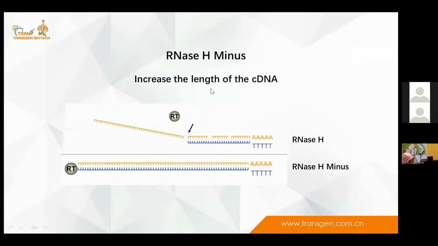The RNase H activity degrades RNA which is bound with the cDNA. Individual RNA will not be recognized by RNase H. So in this case, we have to delete the RNase H activity. Fortunately, the RNase H activity domain is separate from the polymerase domain. So it means we can do site mutation or domain deletion to remove the RNase H activity. In this case, it will increase the length of the cDNAs.